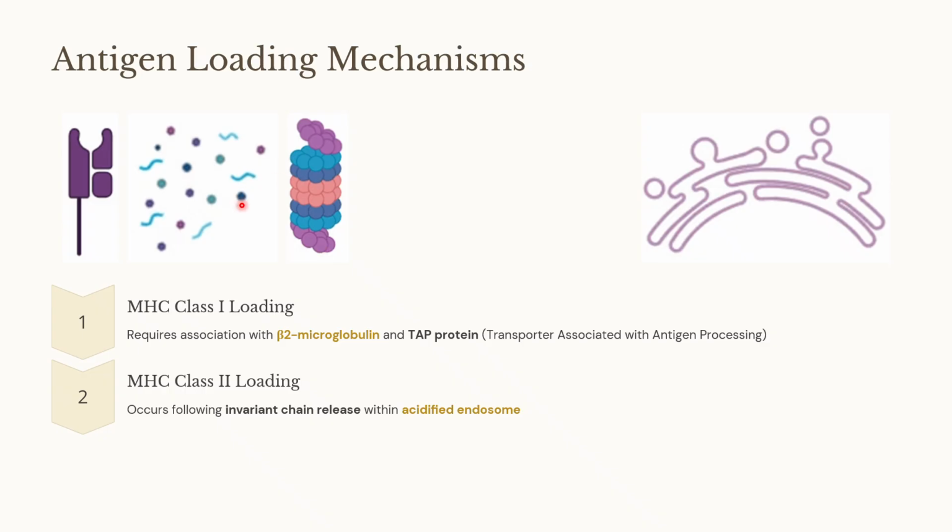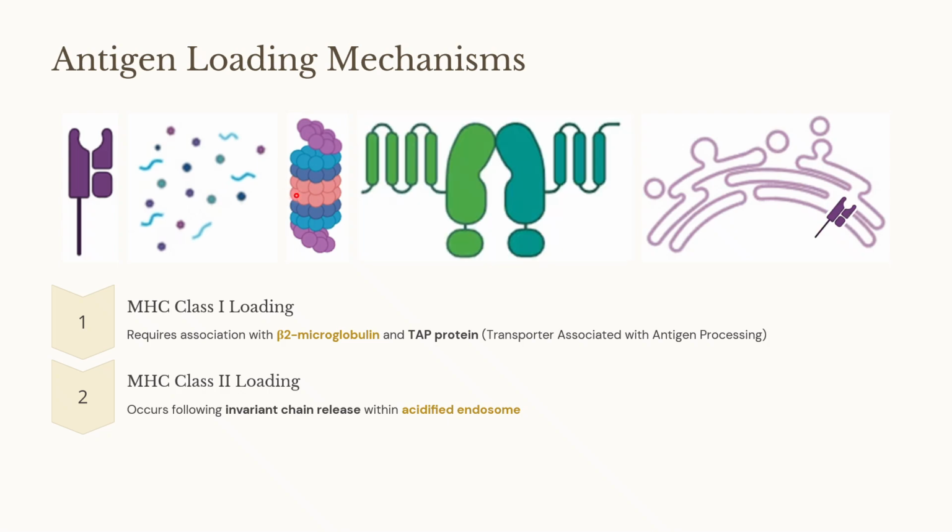Now these pieces have to be directed to the endoplasmic reticulum where the MHC along with its component beta 2 microglobulin, which stabilizes the MHC, are present. So we need a structure which will direct the peptides which are being shredded by the proteasome to the endoplasmic reticulum. What is that structure? That is the TAP protein. The full form is transporter associated with antigen processing.